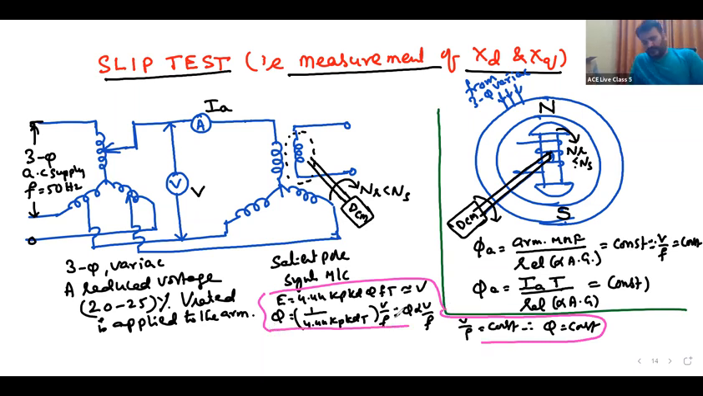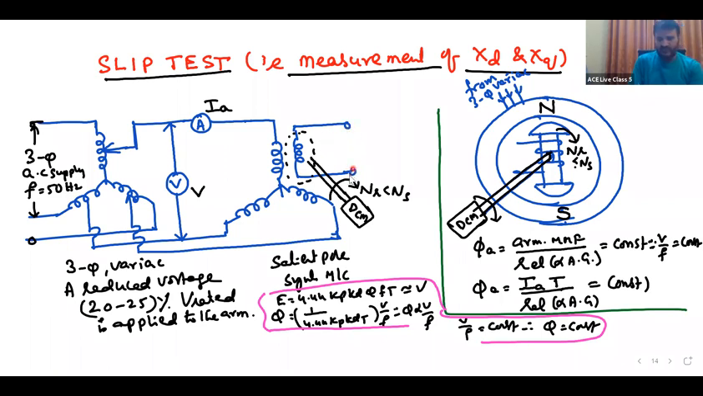Now see, we are applying a reduced voltage, but that is kept constant. So the alternator armature is supplied with 100 volts, 50 Hz frequency. Now the field winding is open circuited.